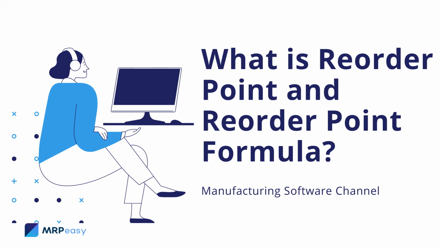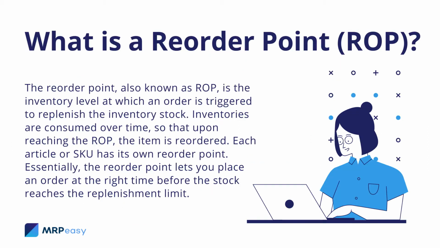The reorder point, also known as ROP, is the inventory level at which an order is triggered to replenish the inventory stock. Inventories are consumed over time, so that upon reaching the ROP, the item is reordered. Each article, or SKU, has its own reorder point. Essentially, the reorder point lets you place an order at the right time, before the stock reaches the replenishment limit.